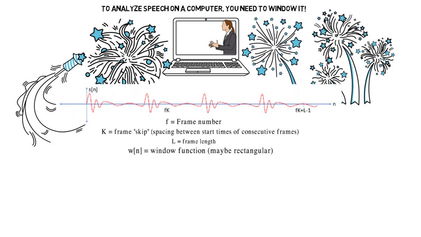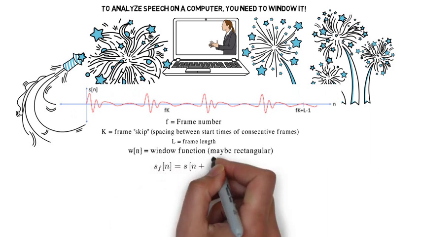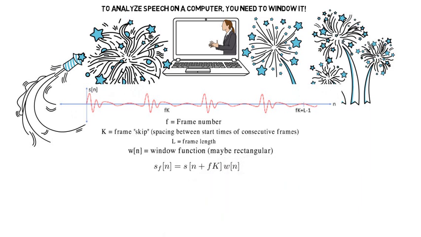So the algorithm that we're going to use to chop speech into frames is that we're going to shift the speech by little f times capital K. That is, we're going to take the little f times capital K sample and turn that into sample number 0. And then we're going to window the speech by multiplying it by w of n. And multiplying by w of n will have the effect of zeroing out all the samples except for a finite number.